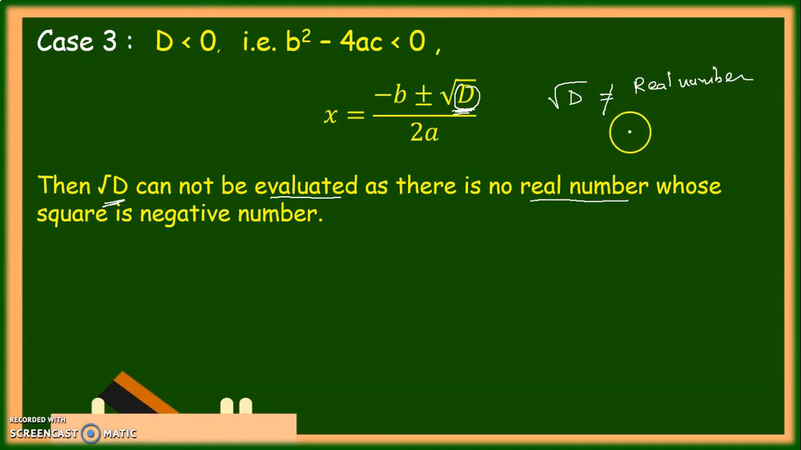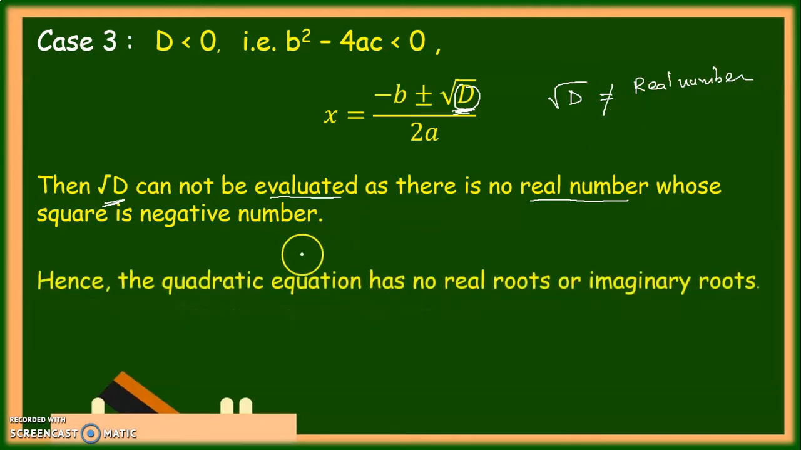Hence, if we get the value of d as negative, the quadratic equation will have no real roots, or we can say it will have imaginary roots. So this is the third case: when d is less than 0, we get no real roots for the quadratic equation.